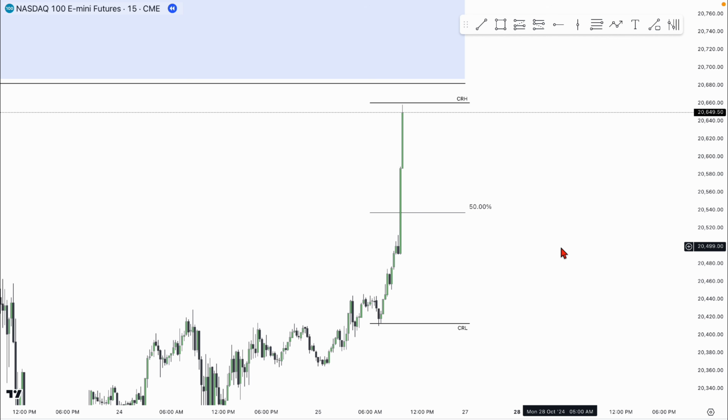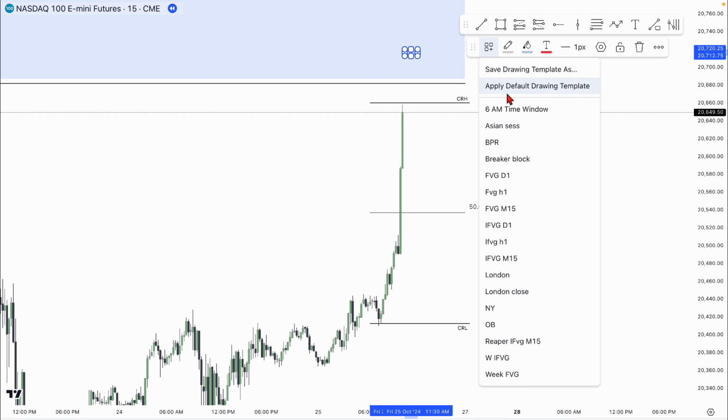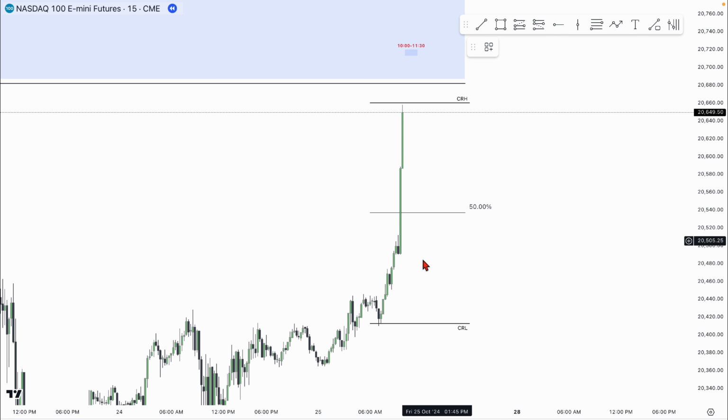Next, we will switch to the 15-minute time frame to find the lower time frame CRT. We have switched to the 15-minute chart, so first let's mark our time window, which is from 10 AM to 11:30 AM. Let's see how it plays out.